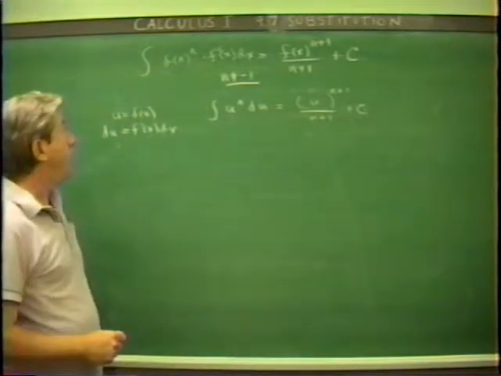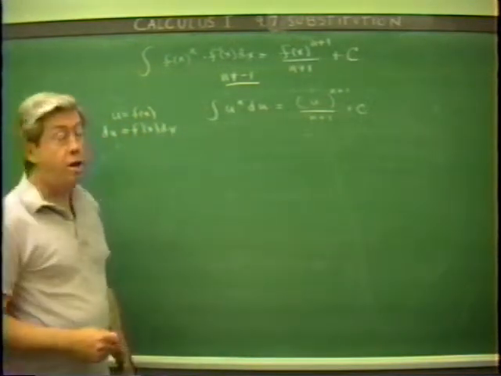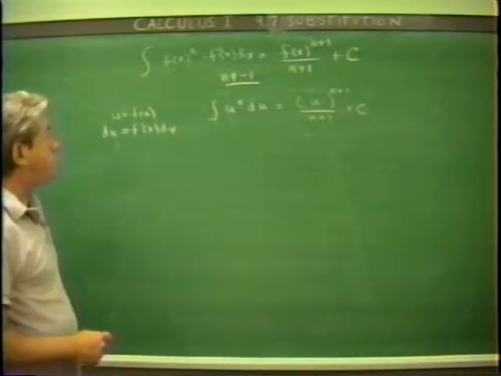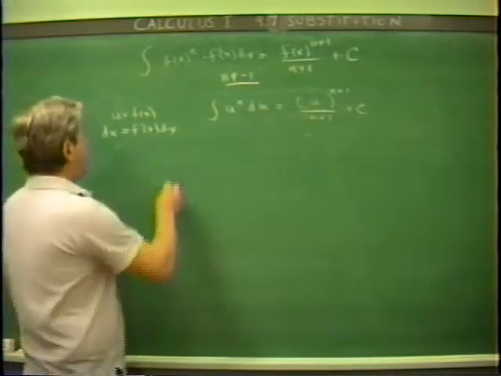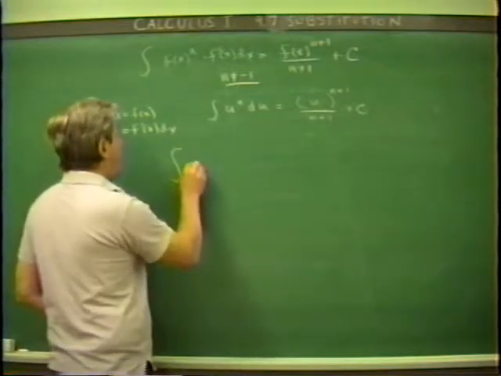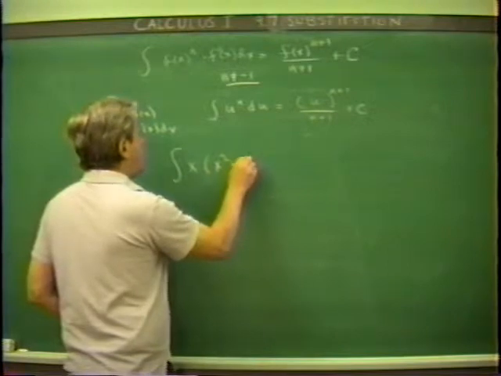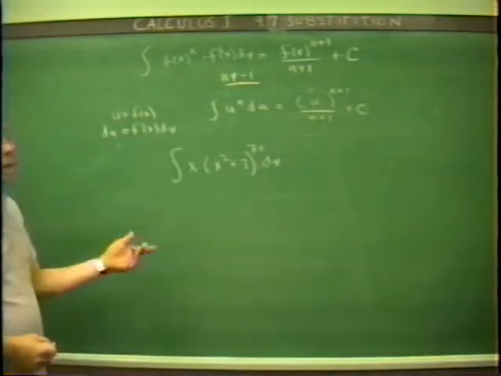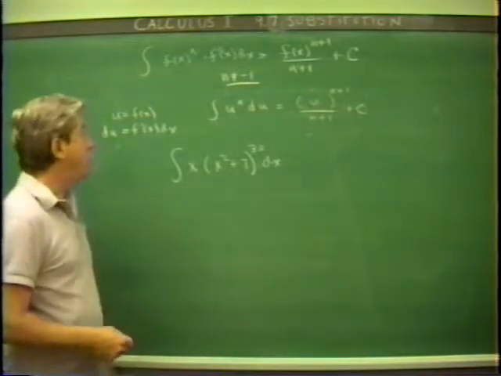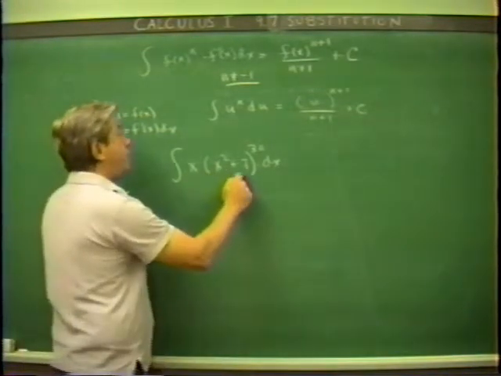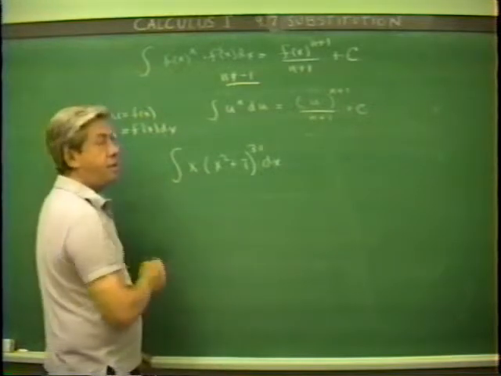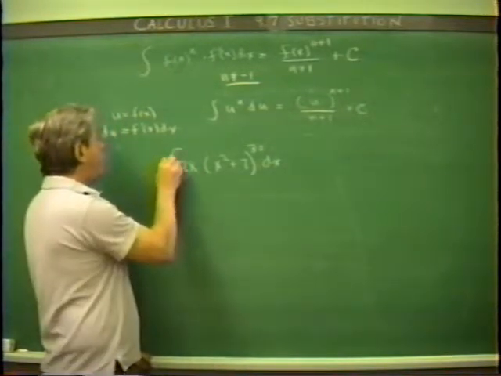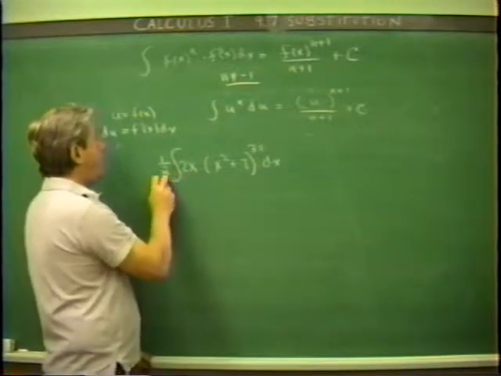So if you can recognize that you're dealing with a function to a power times its derivative, where the power is not minus 1, then you can immediately find the antiderivative of it. So, for example, if we wanted x times x squared plus 7 to the 30th power. Well now, this is a polynomial and we could multiply it out. But it's clear that this function here is raised to a power. We've almost got the derivative of it in the front here. If we had 2x in front, we would have the derivative.